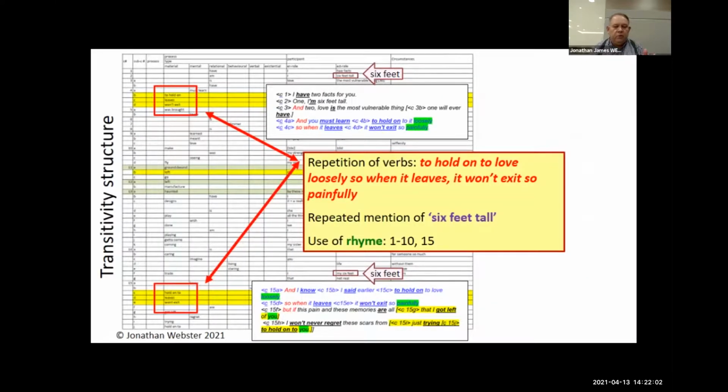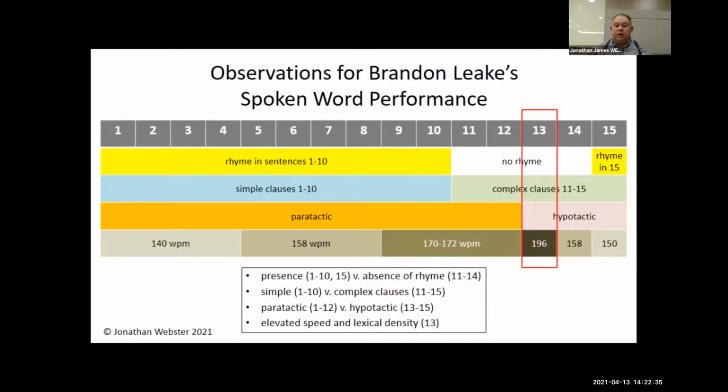So when we looked at his spoken word performance, we noticed that there's really an architecture there. The beginning and the end are so much alike. Not only the repetition of certain verbs, basically he repeats the same thing: to hold on, to love loosely, so when it leaves, it won't exit so painfully. He repeats the reference to 6 feet tall, the use of rhyme at the beginning and at the end, but not in between. And in between is where we notice what we call foregrounding, the heightened pain that he felt, the strength of his emotion came through at that point within the text.